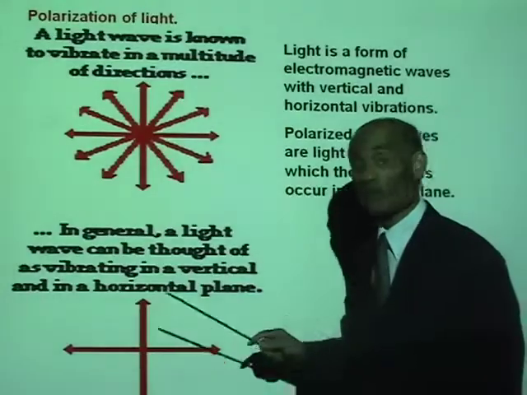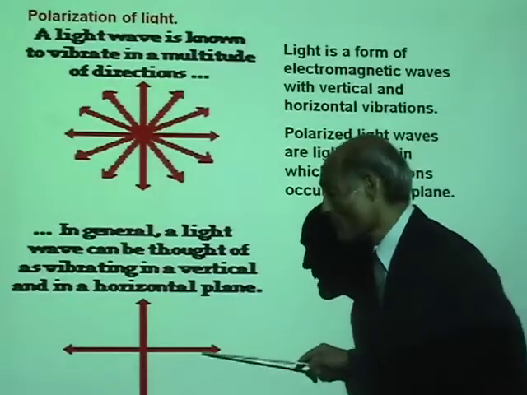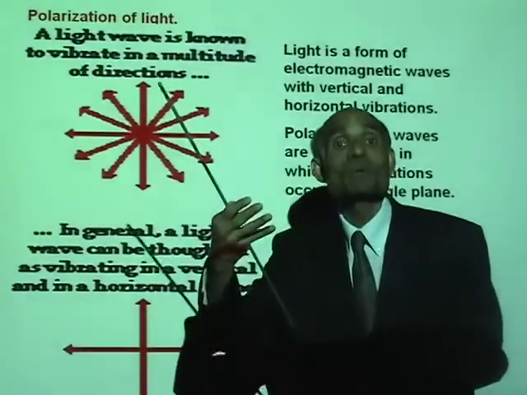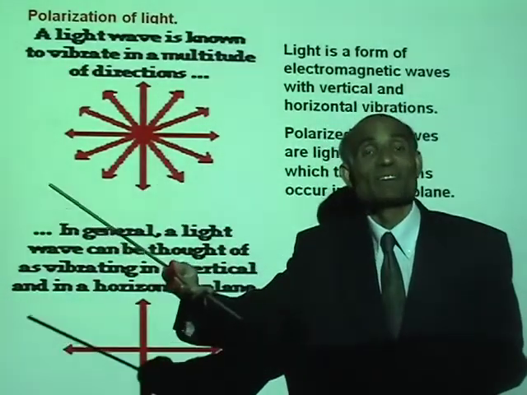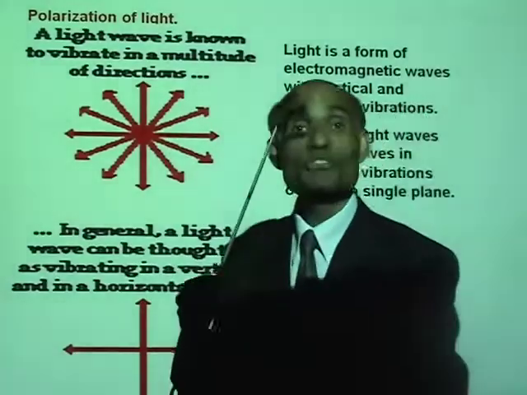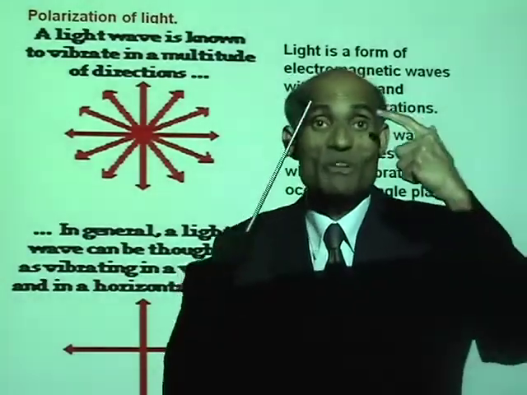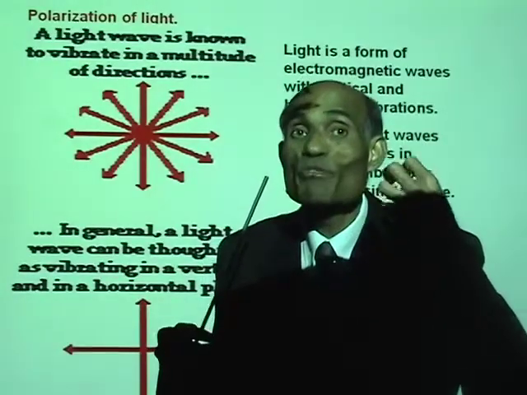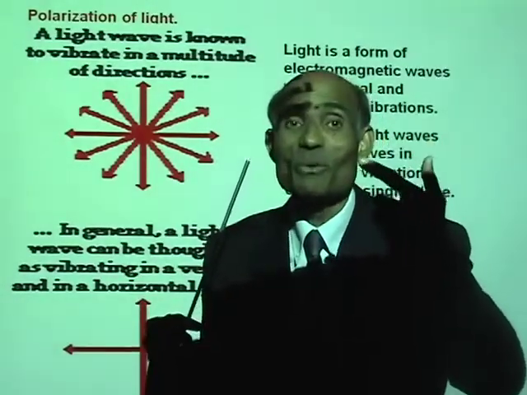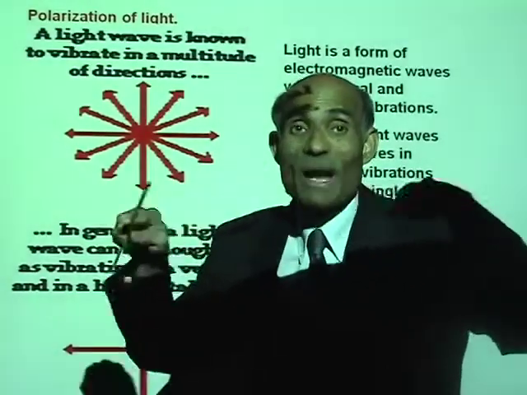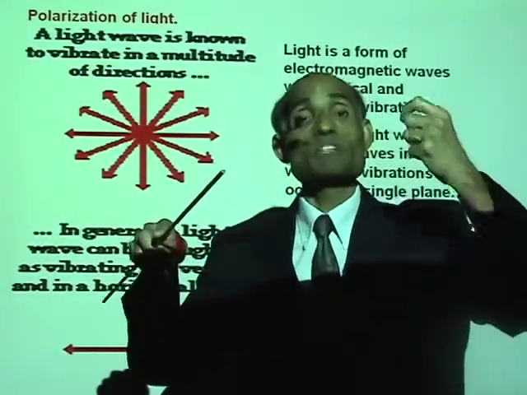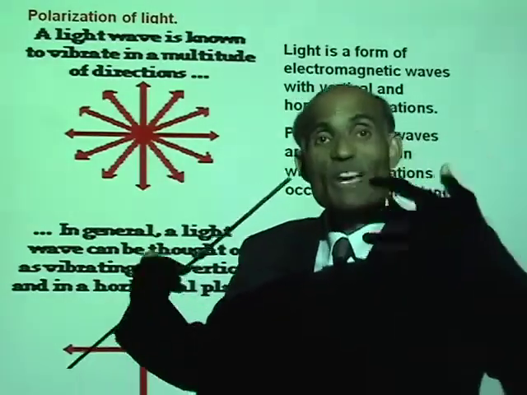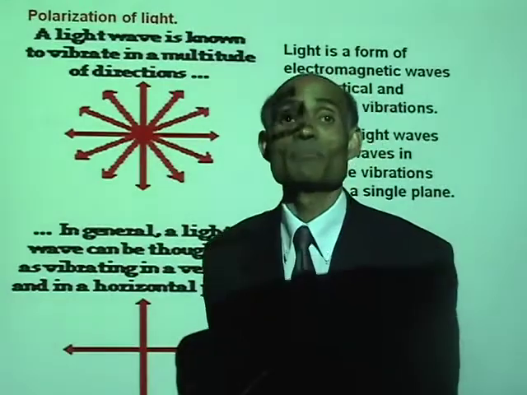Now remember, if you cut off vibrations in one plane, the intensity of light will be reduced. You see the sunglasses you wear, most people wear these expensive Ray-Ban glasses. Actually, they are Polaroid filters. They cut off vibrations in one plane and only transmit vibrations in the other plane. So the intensity or the glare is cut down.